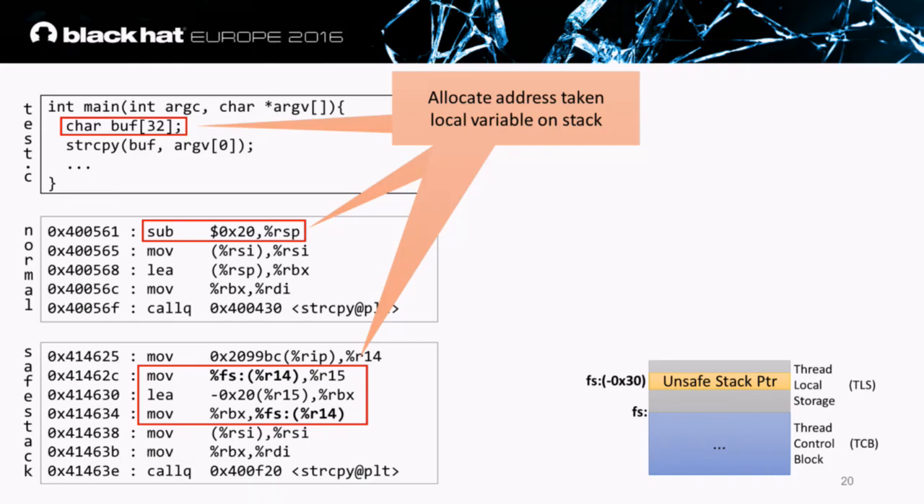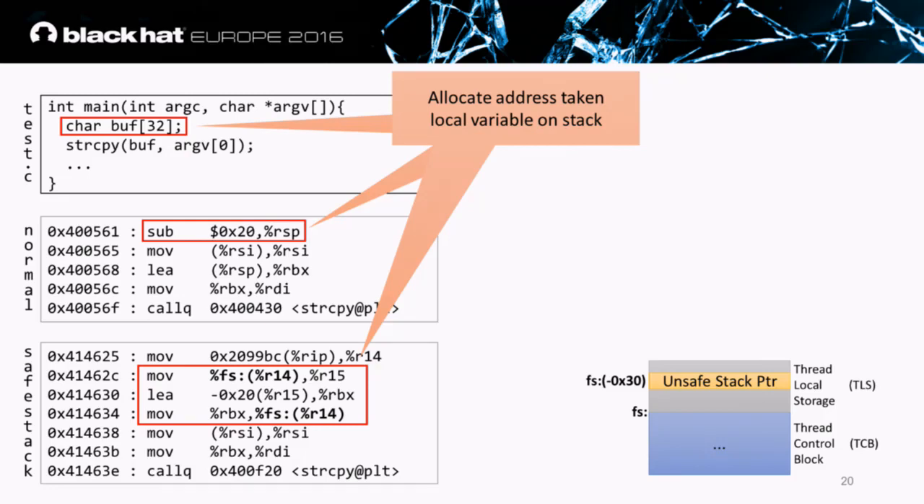The second block shows some assembly code where SafeStack is not applied. This piece of assembly allocates some space on the normal stack for the buffer. So the buffer is located on the normal stack. And when it calls string copy, it gives an address. It provides the address of buffer to string copy, and it actually operates on the stack.